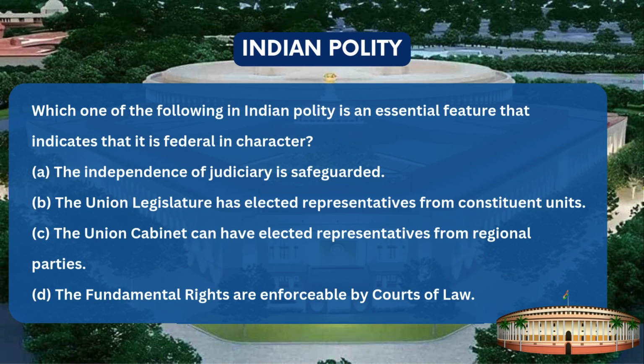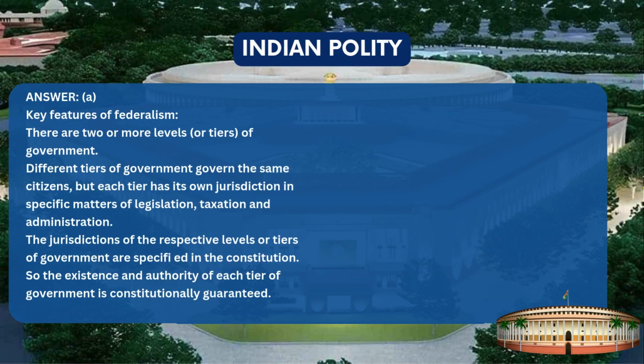Which one of the following in Indian polity is an essential feature that indicates that it is federal in character? A. The independence of judiciary is safeguarded. B. The Union Legislature has elected representatives from constituent units. C. The Union Cabinet can have elected representatives from regional parties. D. The fundamental rights are enforceable by courts of law. Answer is option A. Key features of federalism.